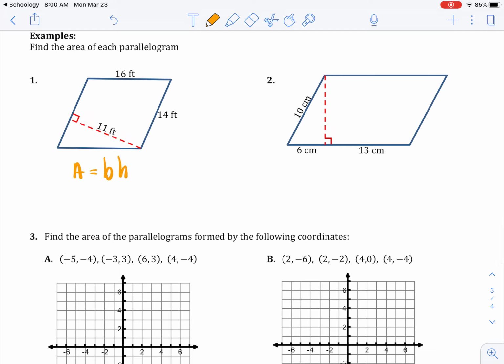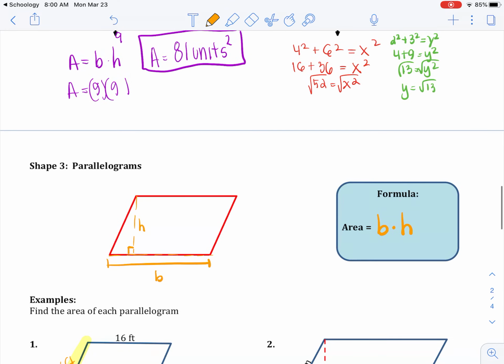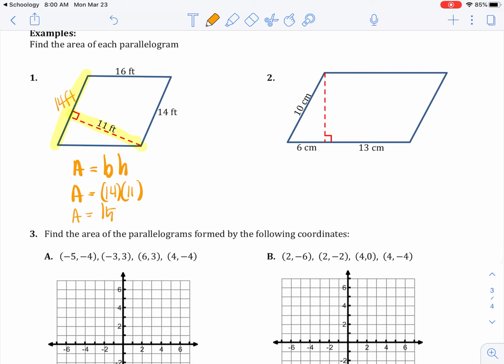All right, let's do 2 examples here. Area equals, I need the base times the height. Which one's my base, which one's my height? My height's definitely 11, and then I need what's perpendicular to it, so that's my base right there. What's that length? Well, opposite sides of a parallelogram are congruent, so it's 14. What's the 16 there for? It's a distractor. 14 times 11. So my area is 154 feet squared.